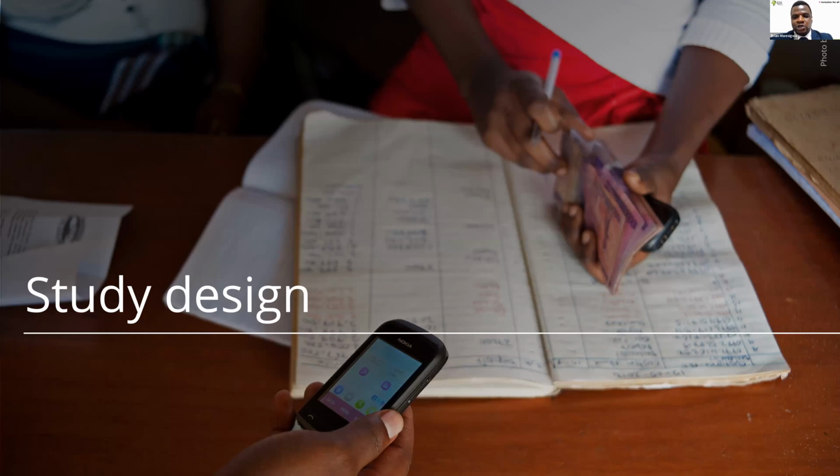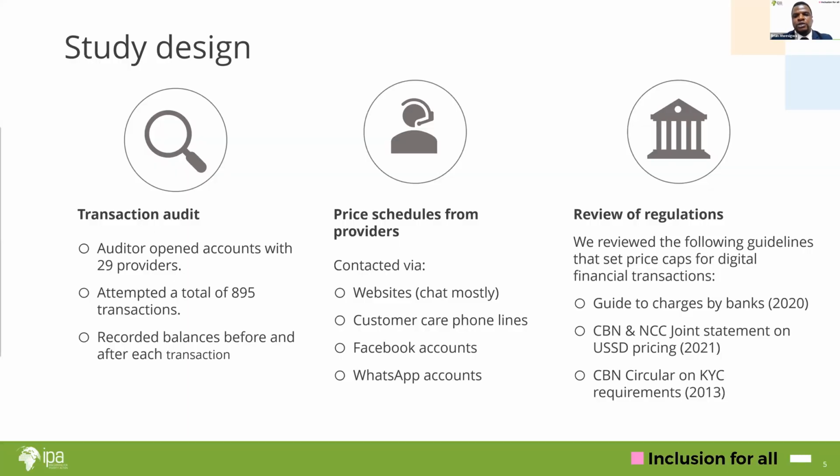So the design that we used to implement the study involved 3 key activities. 1 was the price auditing that involved us opening accounts with 29 providers and attempting a total of about 900 transactions. And then by recording balances before and after for each transaction, we're able to make an estimate of the actual cost an end user incurs in conducting a particular transaction.